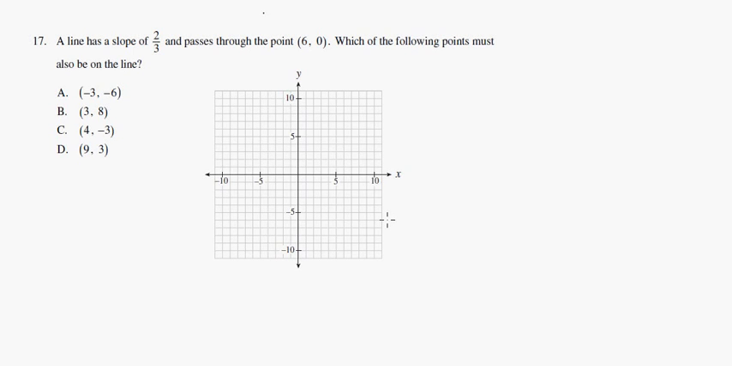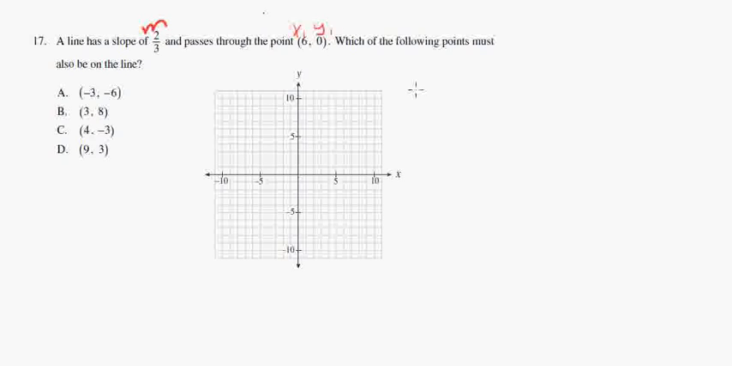Okay, question 17 for Practice Provincial B. A line has a slope of 2/3 and passes through the point (6, 0). Which of the following points must also be on that line?